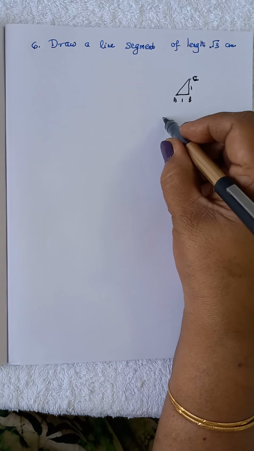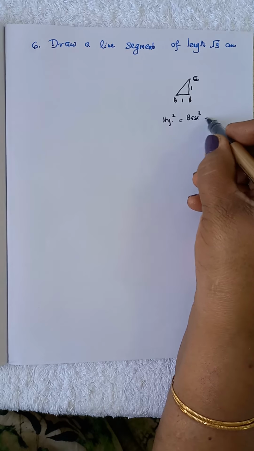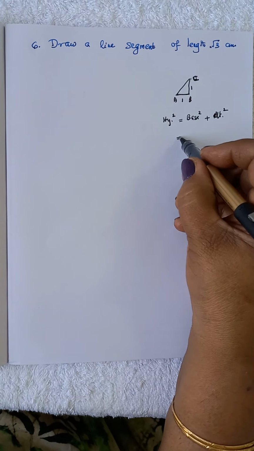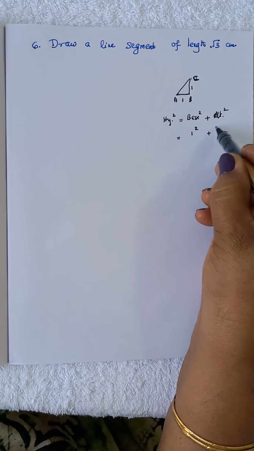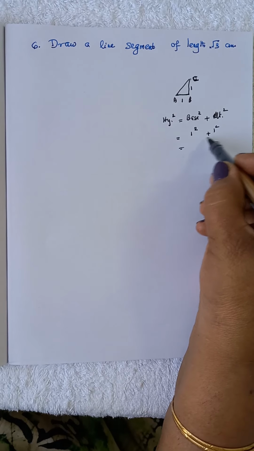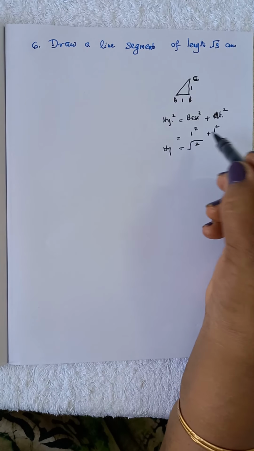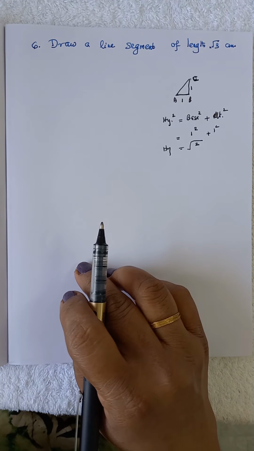So hypotenuse square is equal to base square plus altitude square. So this is equal to base is 1 centimeter. So 1 square plus 1 square, that is 1 plus 1, that is 2. So what is hypotenuse? That is square root of 2. So by using that concept, we will draw root 2 at first.